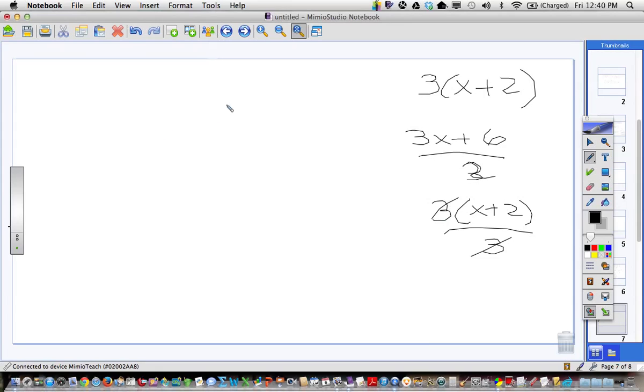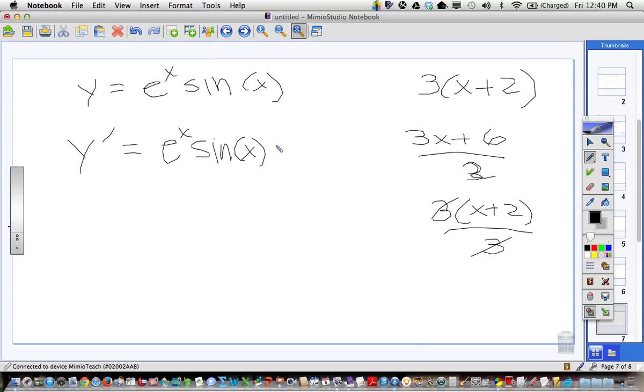Okay, let's do a simple one here. e to the x sine x. Okay, let's say you had that. Let's do a product rule. y prime would be what? e to the x times sine left alone, times the derivative of the second, cosine.